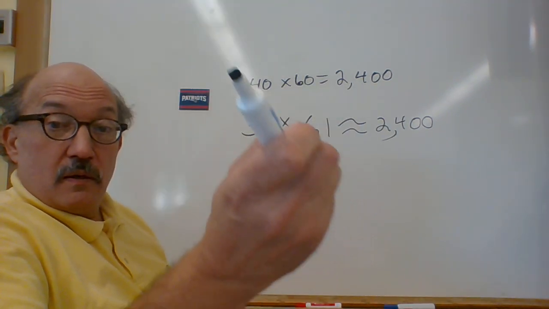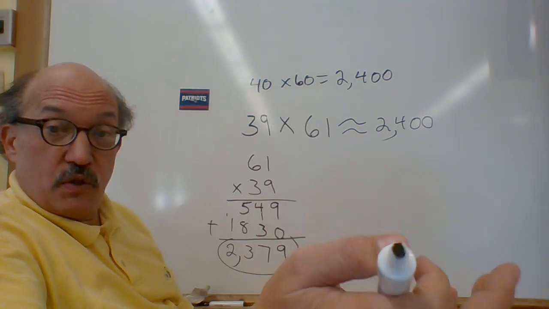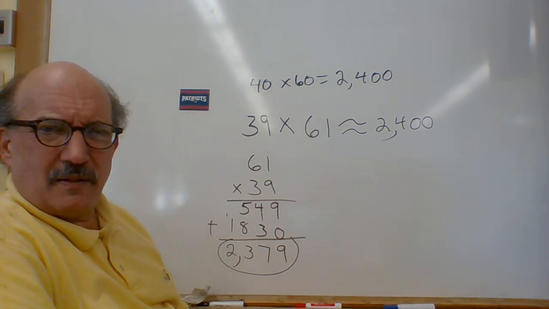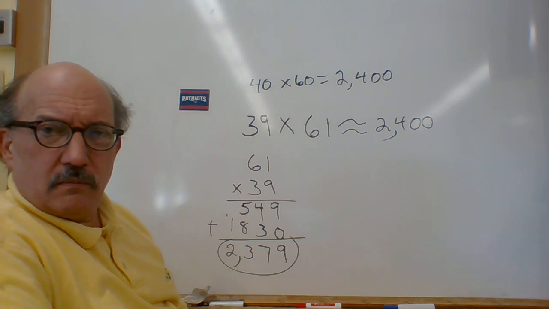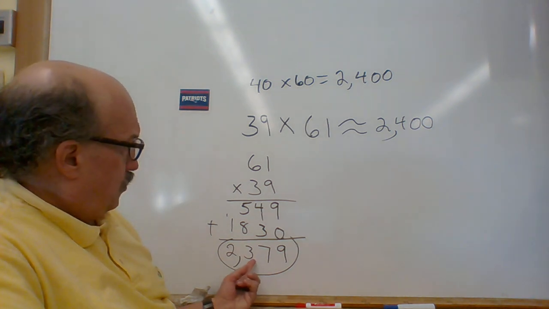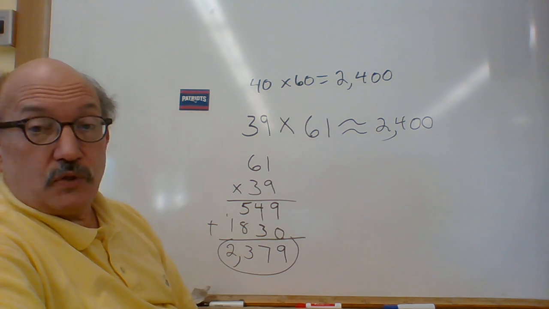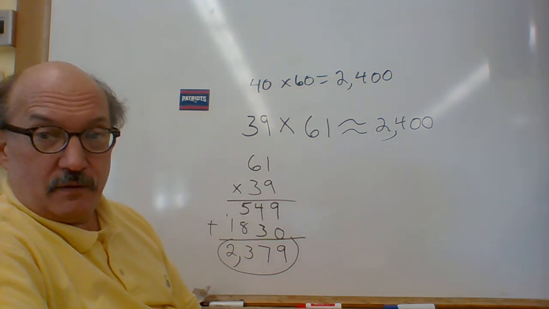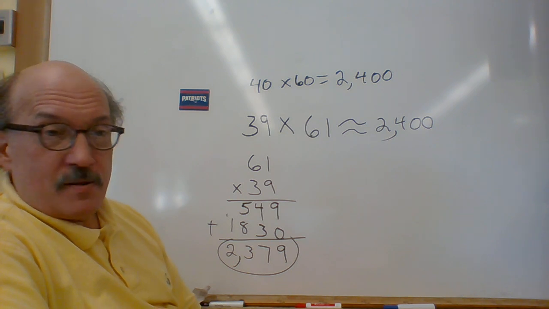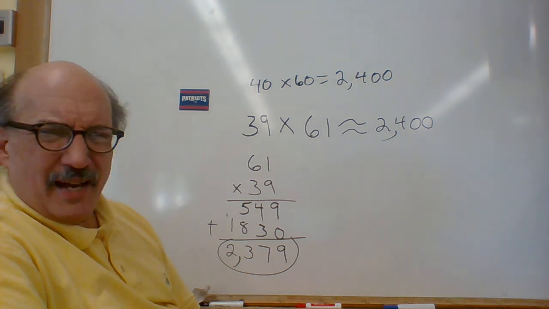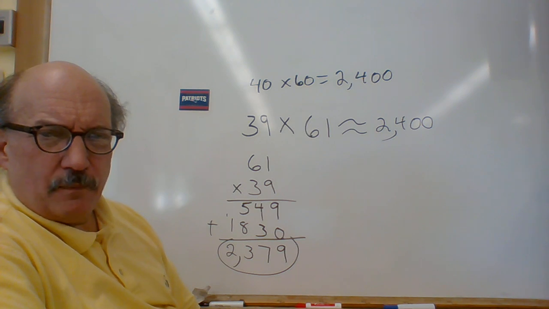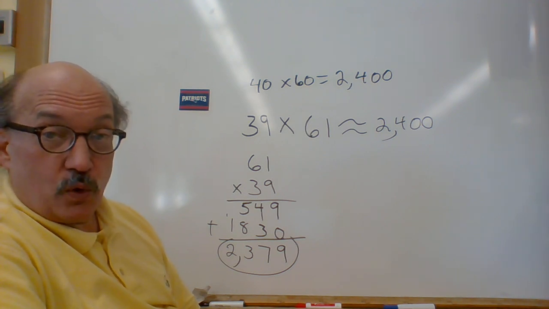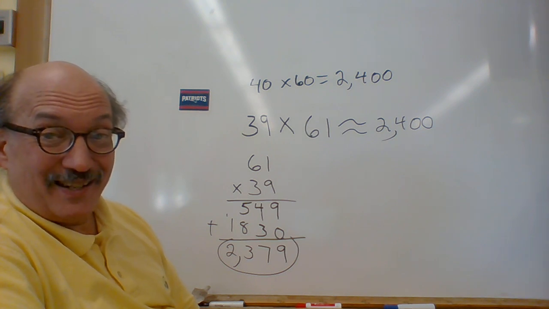By the way, when you're working out a math problem and you think you're done, ask yourself if it's reasonable. Does it make sense? If it doesn't, you could probably fix it. 2,379 is close to 2,400. It's a reasonable answer. I could be confident in it for that reason. But how does the distributive property work here? Because the distributive property is really at work in this problem, behind the scenes.